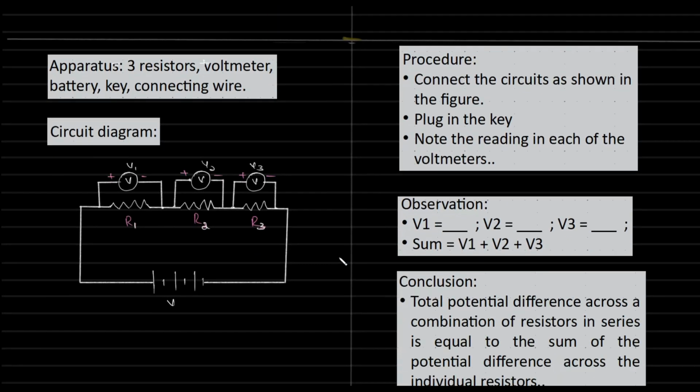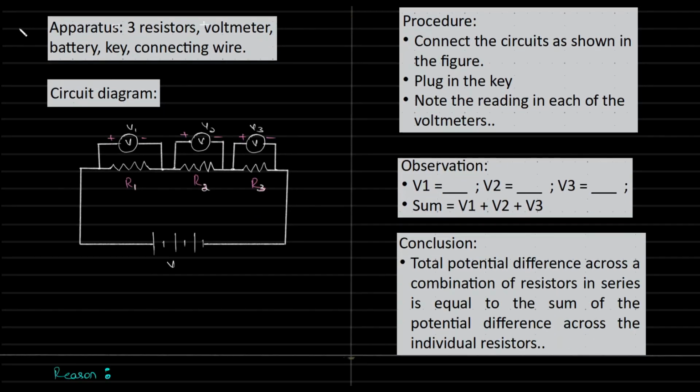Now, how do you write the answer? First, we begin with the apparatus: 3 resistors, voltmeter, battery, key, and connecting wires. The circuit diagram looks the same. The procedure is: make the connections, plug in the key. Note down the reading in each voltmeter. Fill this blank and note down the total voltage V also.